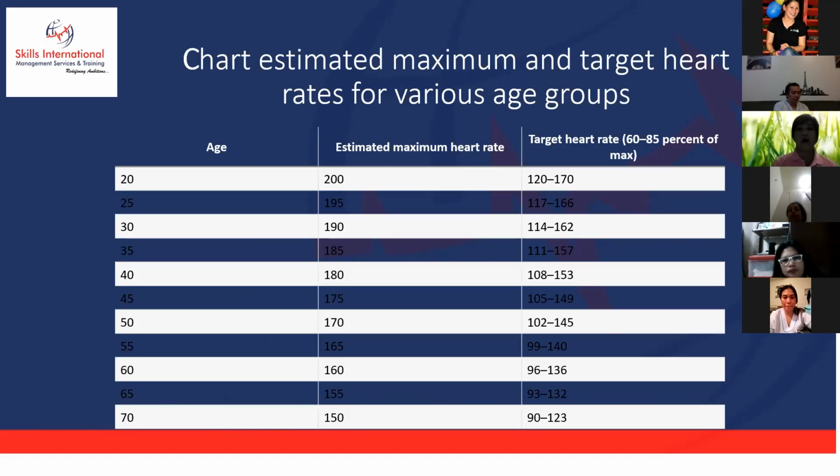So this is the table. As you can see, on the left side is about the various age groups. In the middle is the estimated maximum heart rate, and the last column is about the target heart rate. For example, if you are 30 years old, your estimated maximum heart rate is about 190. But the target heart rate is only 114 to 162.